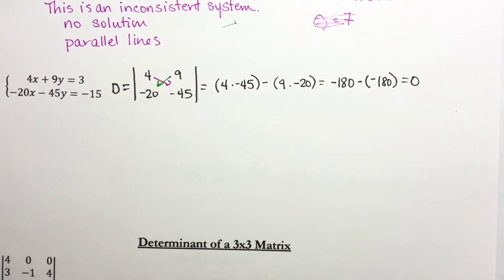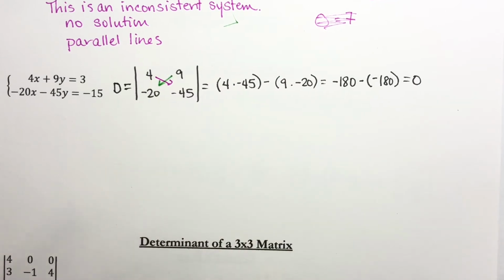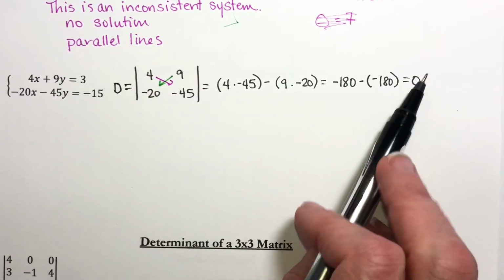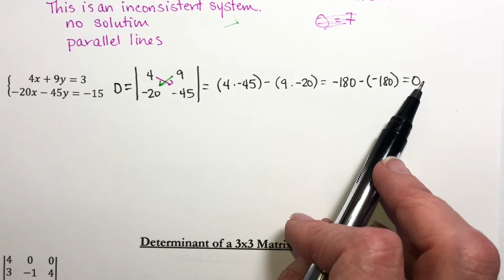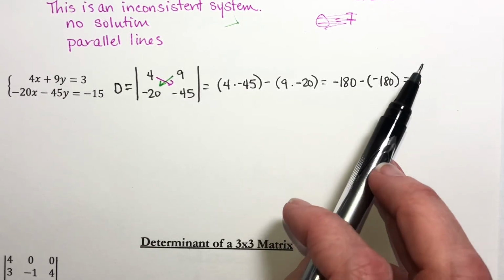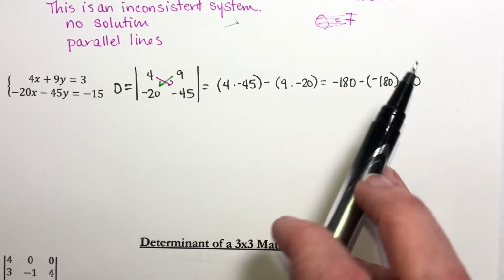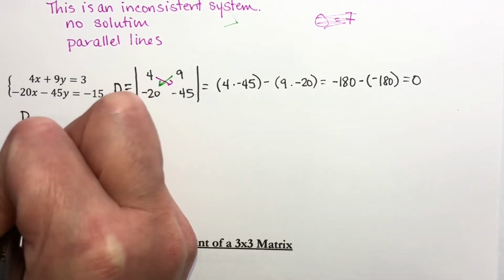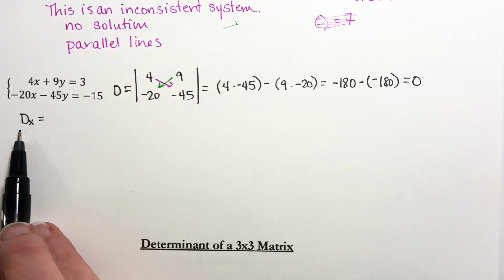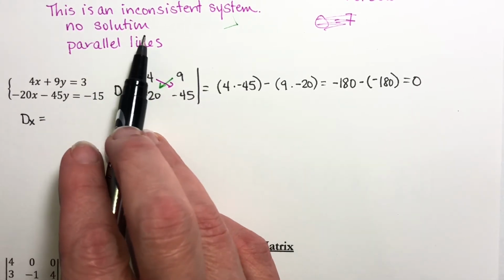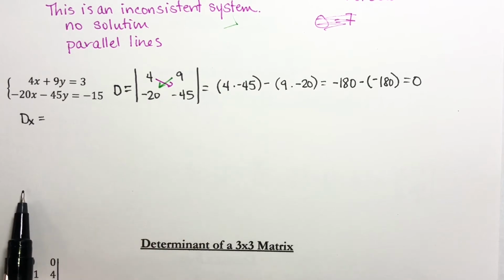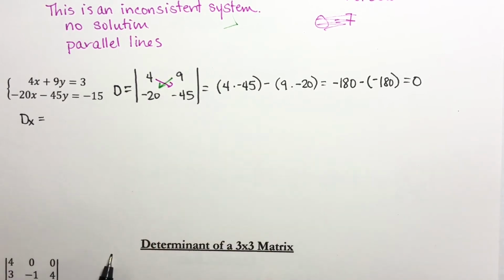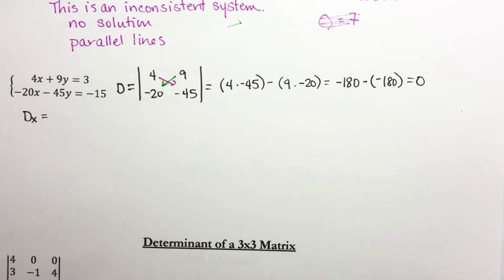So I have another special case. And just because you know this is a class, you probably recognize that this is going to be the other case. But let's keep going. I got 0. I know I'm not going to get a single solution. It might be infinite solutions, or it might be no solution. Let's keep going. I want to find Dx. And remember, if this is anything other than 0, it's inconsistent. If it's 0, then I'll need to check Dy. But if all three of them are 0, then we have the same line.